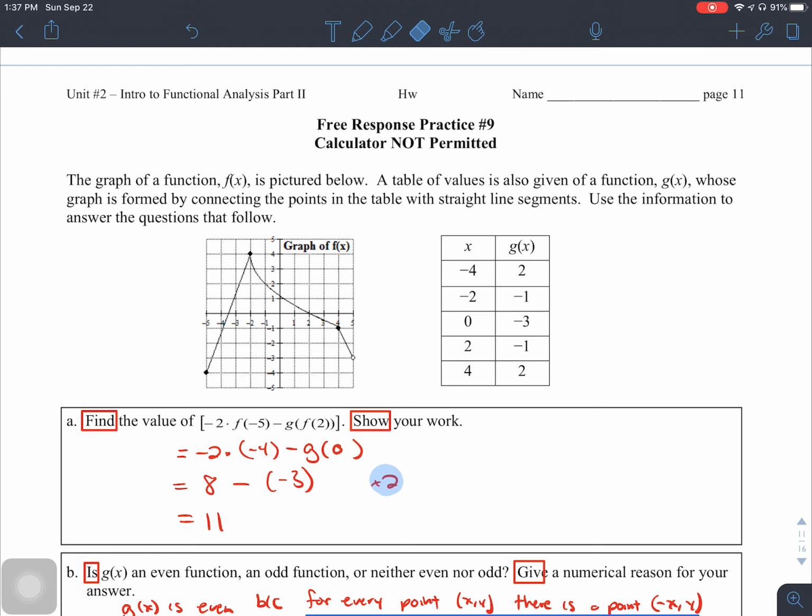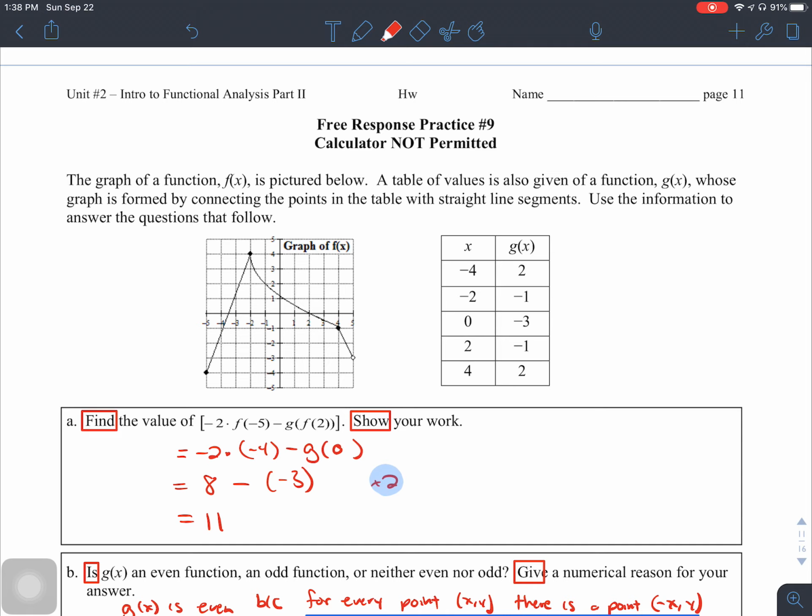A, find the value of -2 times f of -5 minus g of f of 2. Show your work. There are 2 points that you can earn from this. You get 1 point if you get the correct answer of -11 and show the work along the way. You're also going to get 1 point if you figure out that f of -5 is -4 and that g of f of 2 ends up being -3. So 1 point for that, 1 point for the whole answer being -11.